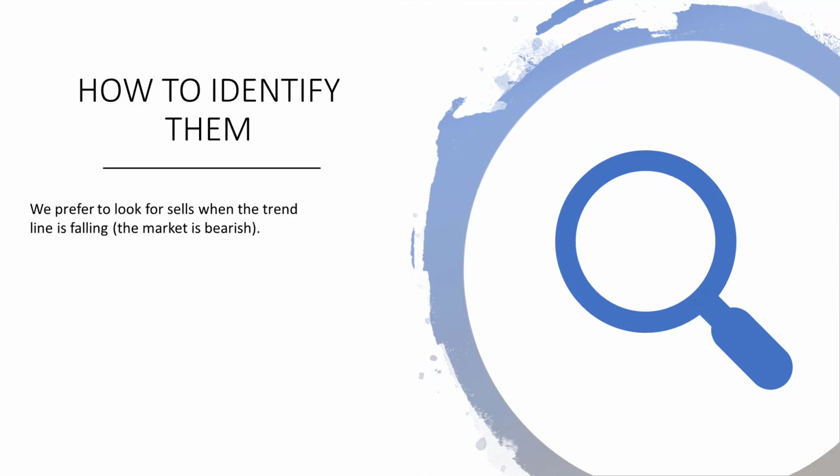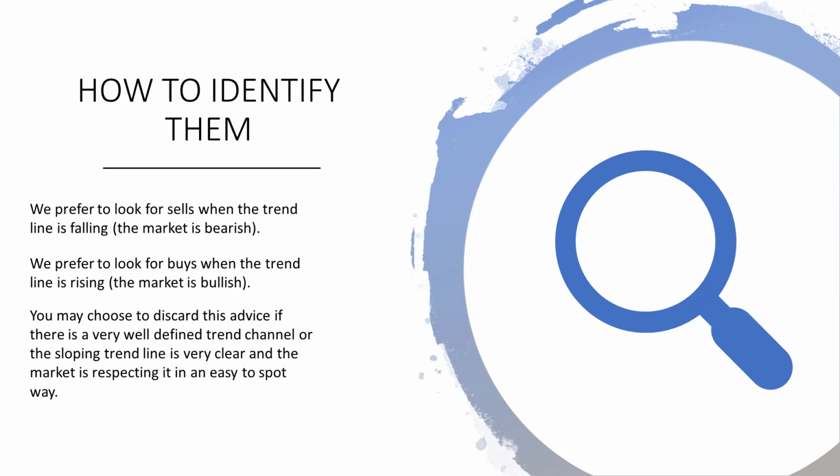We prefer to look for sells when the trend line is falling, the market is bearish. We prefer to look for buys when the trend line is rising, the market is bullish. You may choose to discard this advice if there is a very well-defined trend channel or the sloping trend line is very clear and the market is respecting it in an easy-to-spot way.